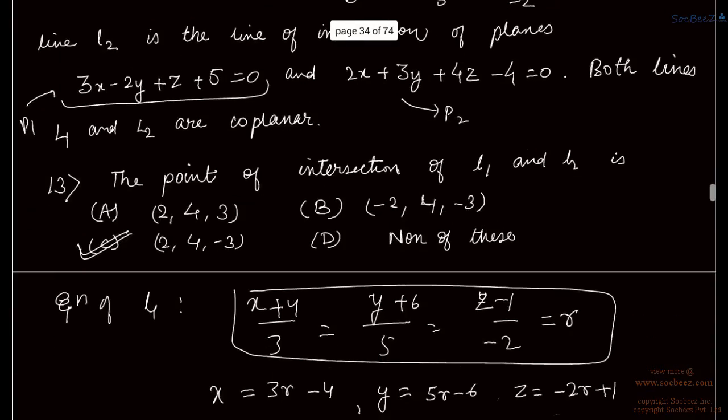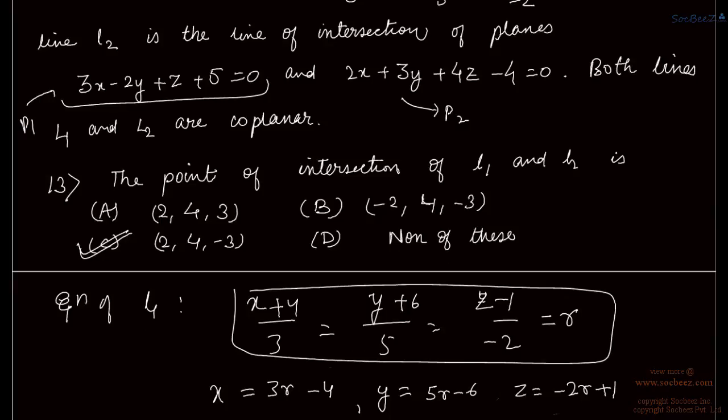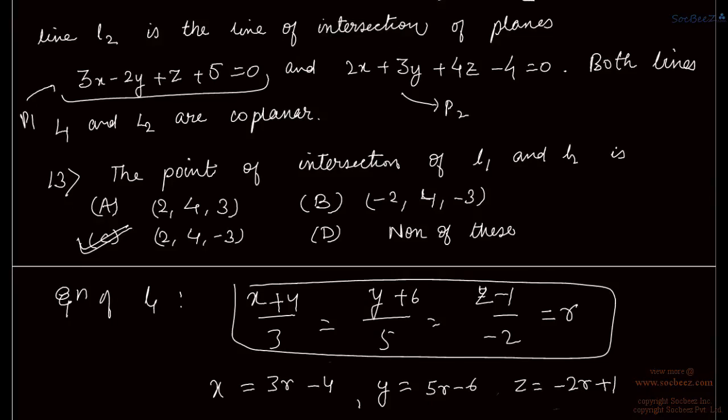So we have the normal vectors 3, minus 2, 1 for plane P1 and 2, 3, 4 for plane P2, right?